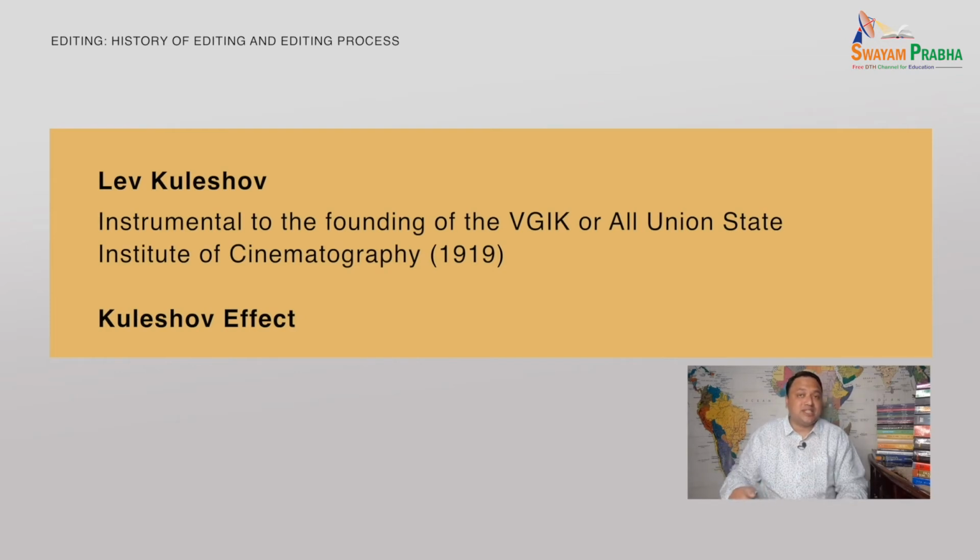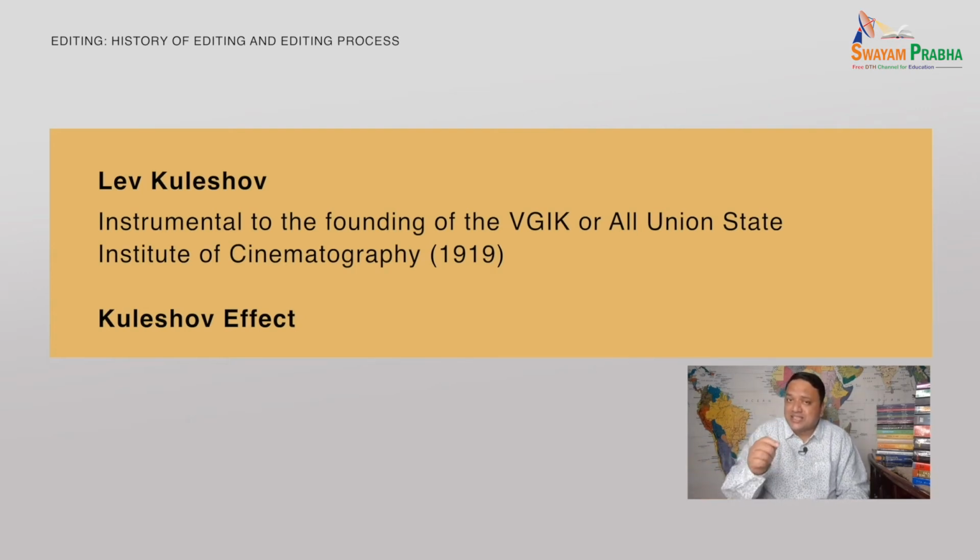The synthesis of these three sets of two different images was absolutely astonishing. The interpretation was of sadness, hunger, and of lust. These three sets of examples had the same shot of Ivan Mozzhukhin, but the audience read the expression in connection with the following shot. The interpretation of the audience was based on the larger context of the situation.